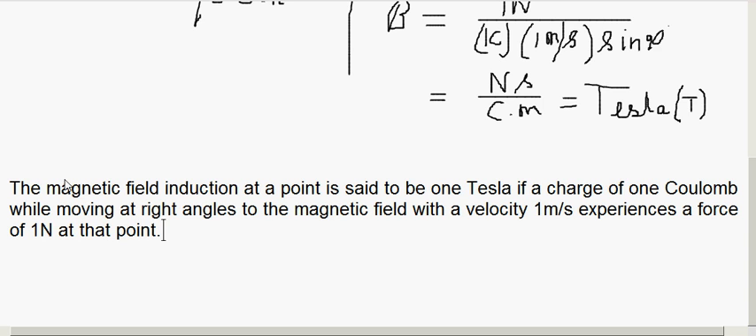The magnetic field induction at a point is said to be 1 Tesla if a charge of 1 coulomb, while moving at right angles to the magnetic field with a velocity of 1 meter per second, experiences a force of 1 Newton at that point. This is how we can define the SI unit of magnetic field.